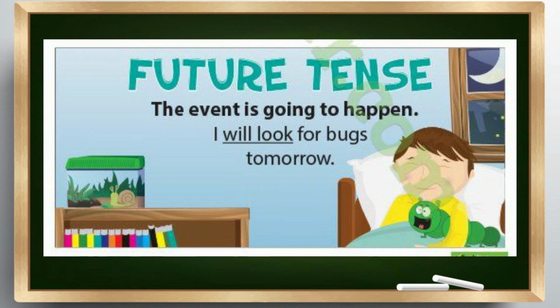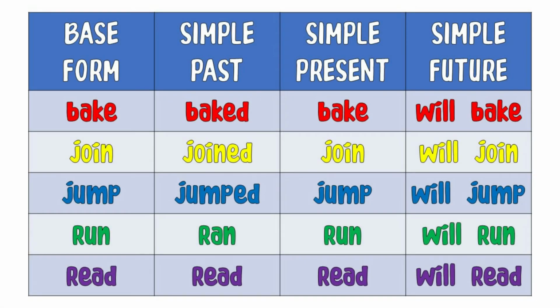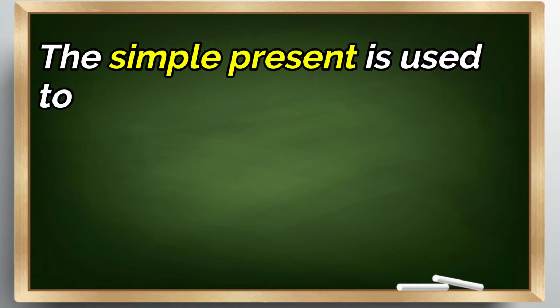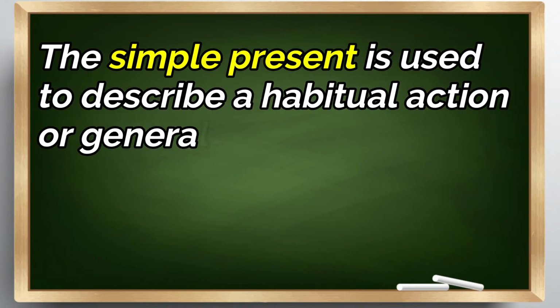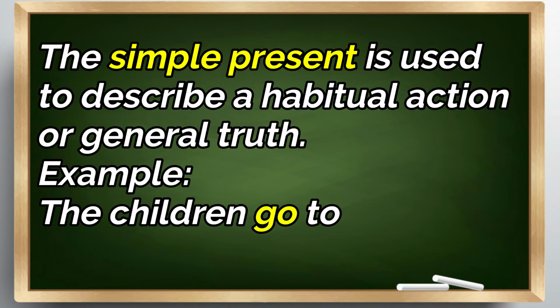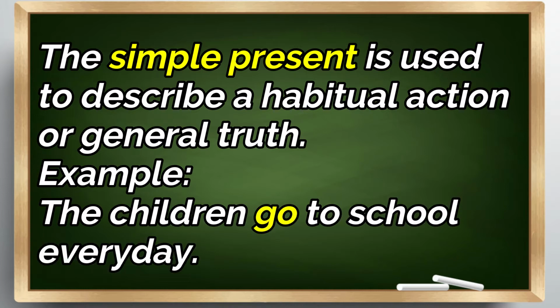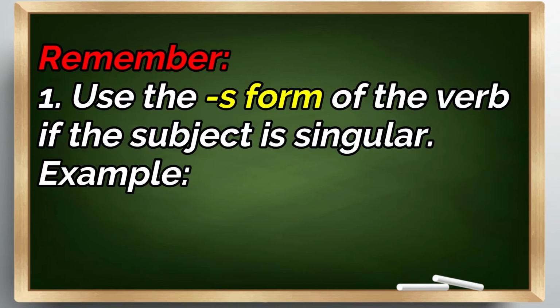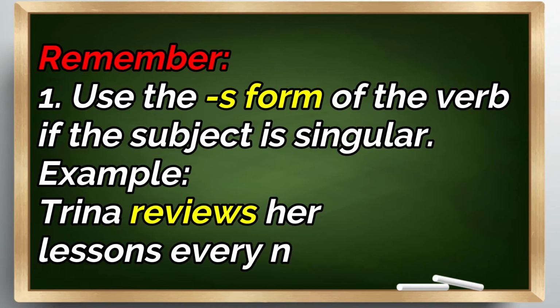And let us take a look on the table. The simple present is used to describe a habitual action or general truth. Example, the children go to school every day. Remember, use the S form of the verb if the subject is singular. Example, Trina reviews her lesson every night.